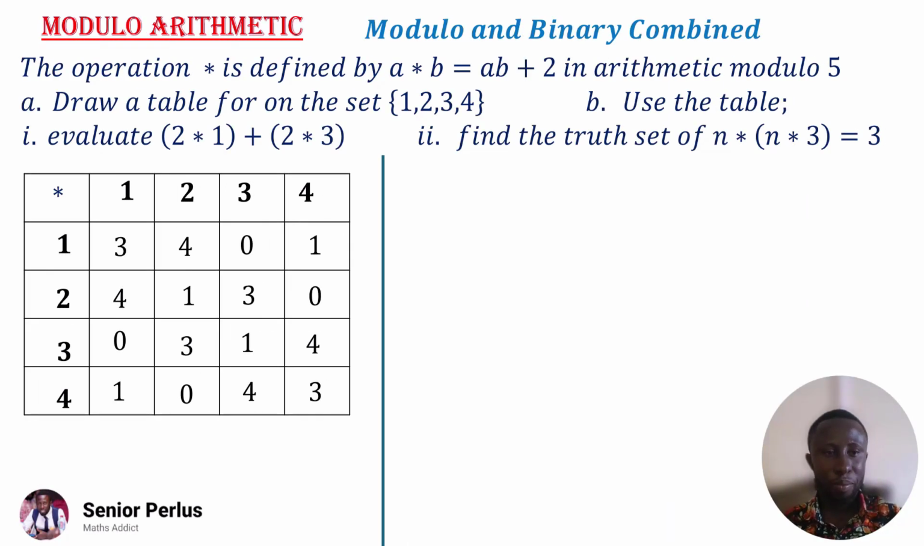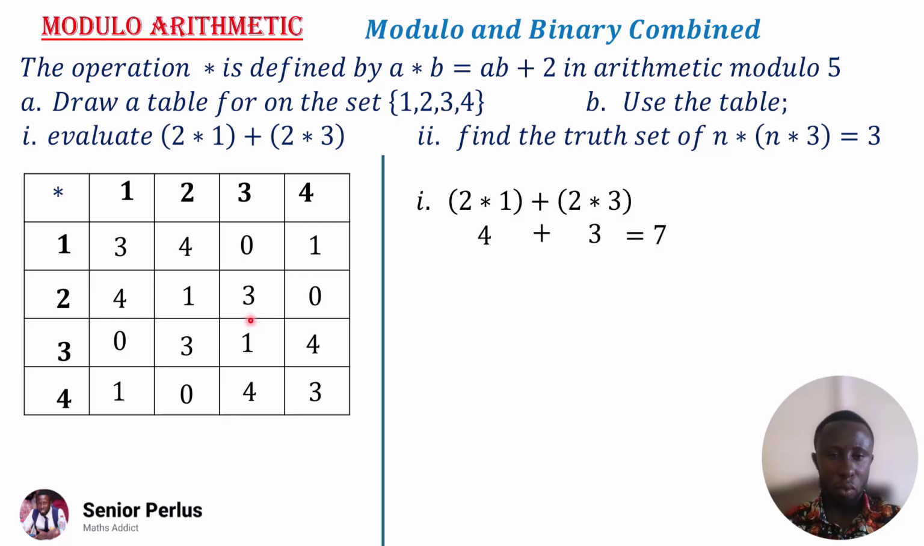Let's continue. So now you have the table. You are done with the table. So we can solve for the B. And our B is this. You should evaluate this. 2 star 1. So let's check on the table. 2 star 1 is 4 plus 2 star 3 is 3. Okay, so 4 plus 3 is 7. Good. It's 7.